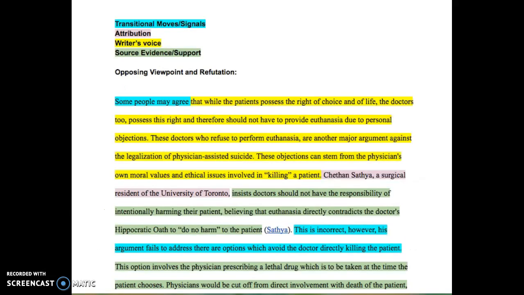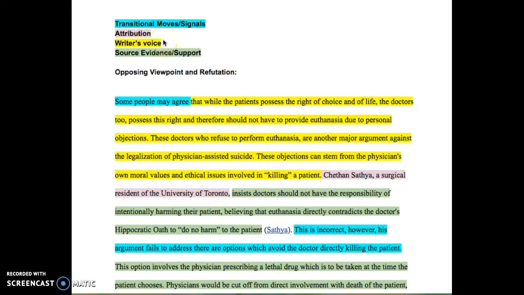Okay, we're going to be looking at two body paragraphs, and coincidentally, they're both about the same topic, but both paragraphs are written by different authors. And within this, I've done some highlighting. I wanted to highlight the transitional moves and signals with this blue. So anytime you see a transition happening, that the writer's making a new move or moving into a new topic, those are highlighted in this turquoise. And then attribution, the names of the authors and also the credentials of the authors, are going to be highlighted in this purple color.